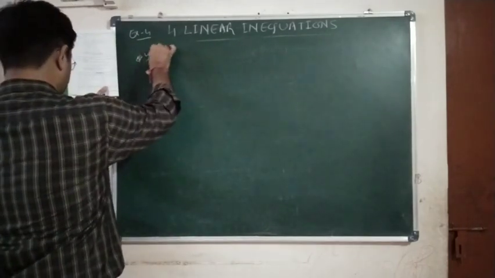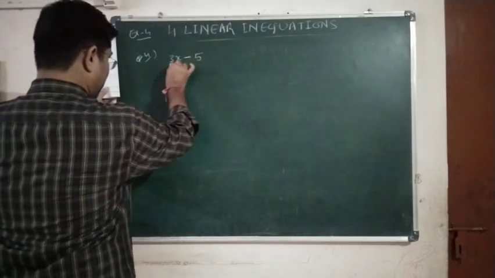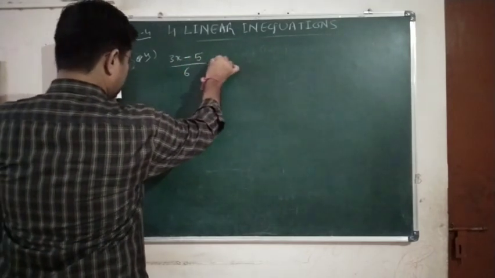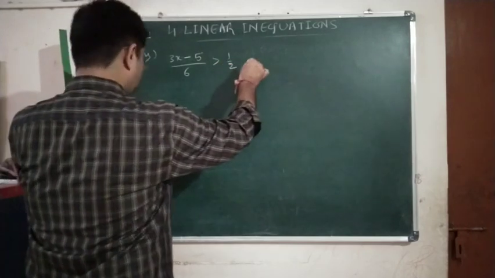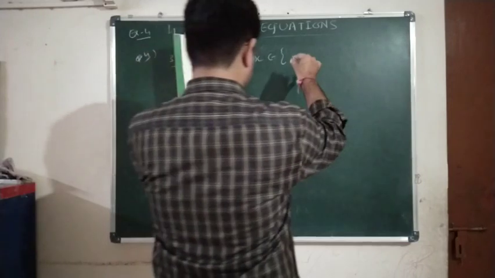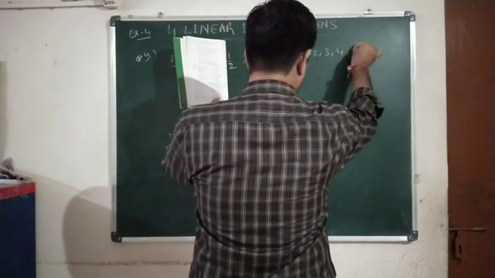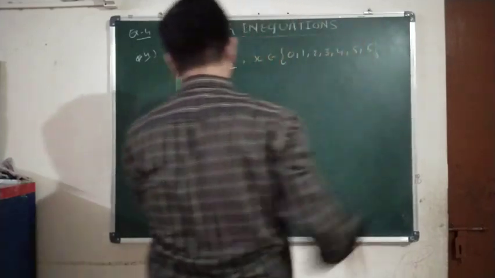Okay, question number 4. (3x - 5)/6 is greater than 1/2, x belongs to {0, 1, 2, 3, 4, 5, 6}.